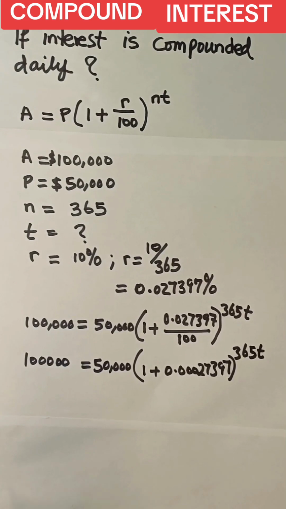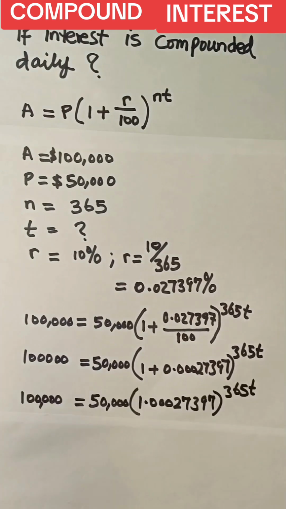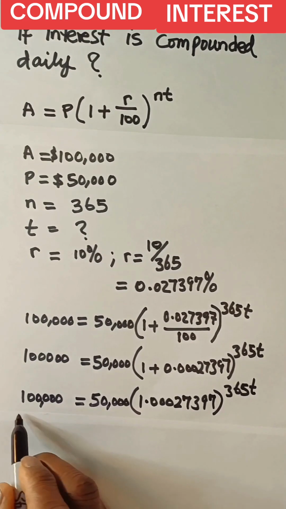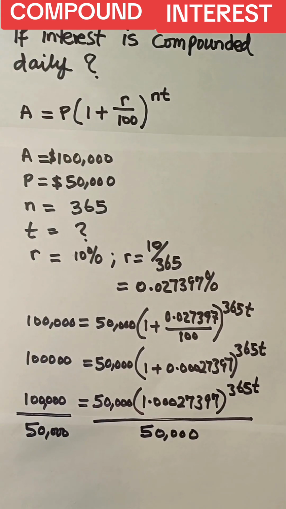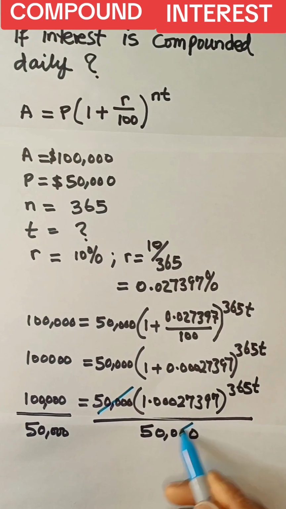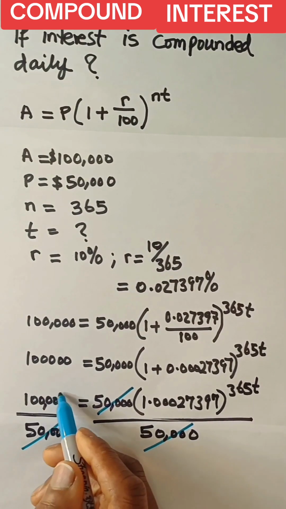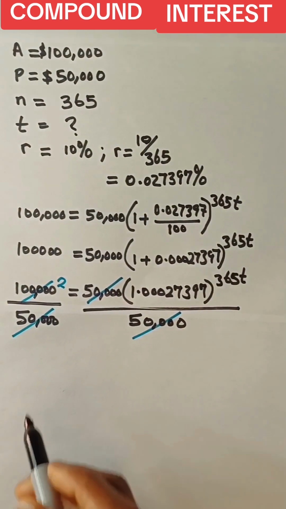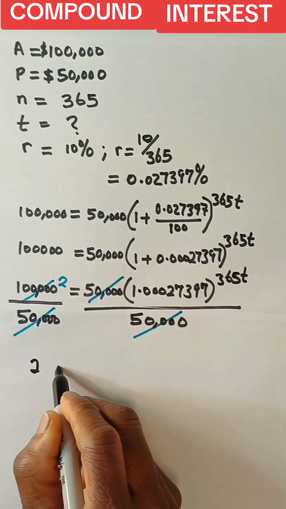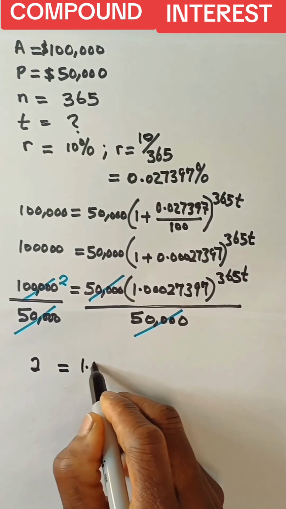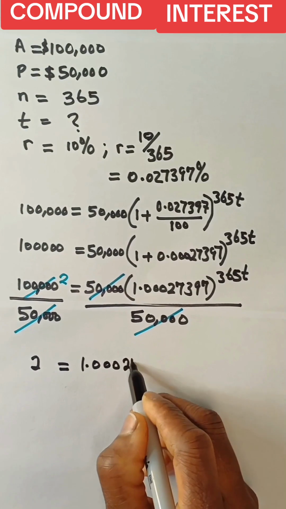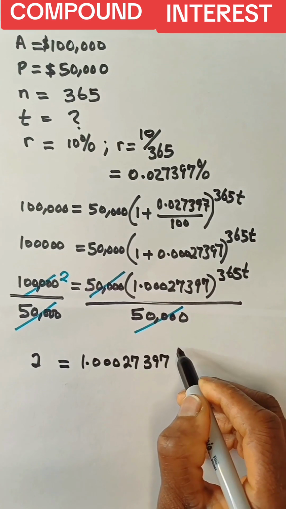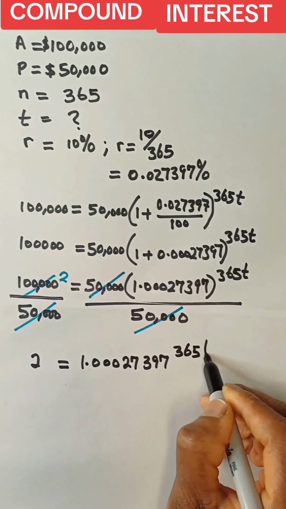Okay, if we simplify further what we have in the parentheses, now let us divide both sides of the equation by 50,000. On the right hand side, 50,000 will cancel out here, and 50,000 divided into 100,000, we're going to have 2 here. Let us write down what we have left. We will now have 2 is equal to 1.00027397 raised to the power of 365T.